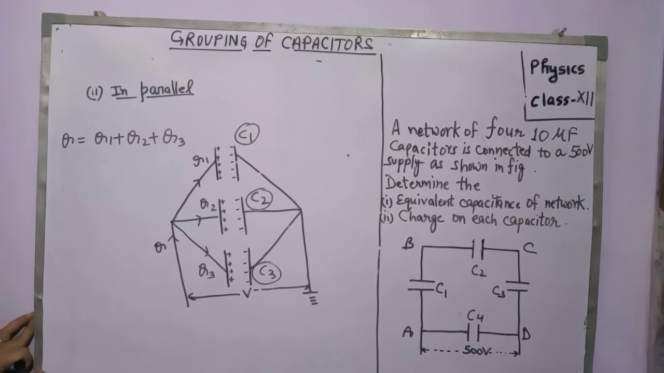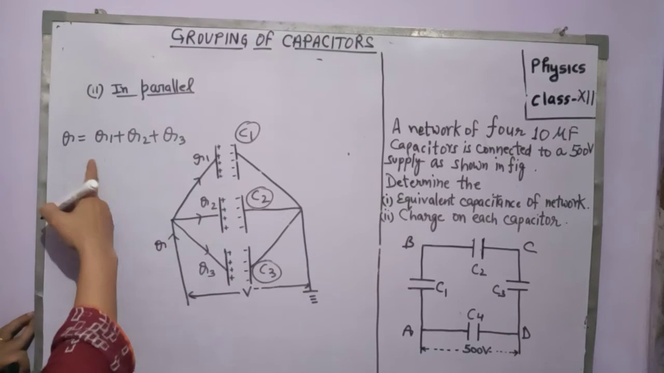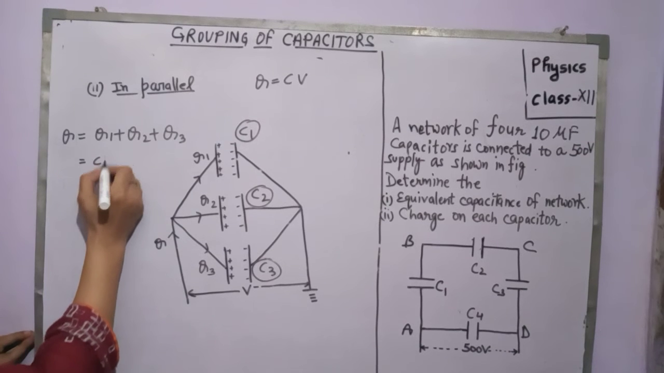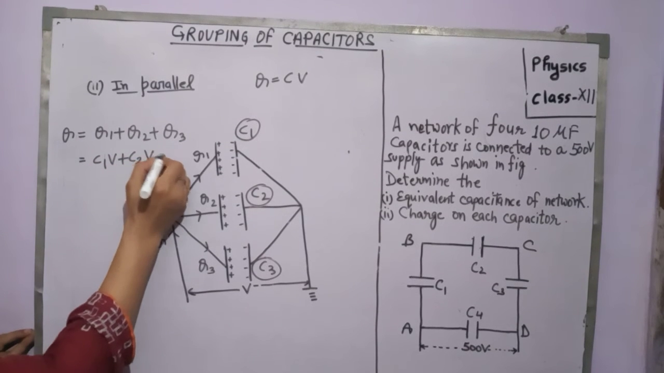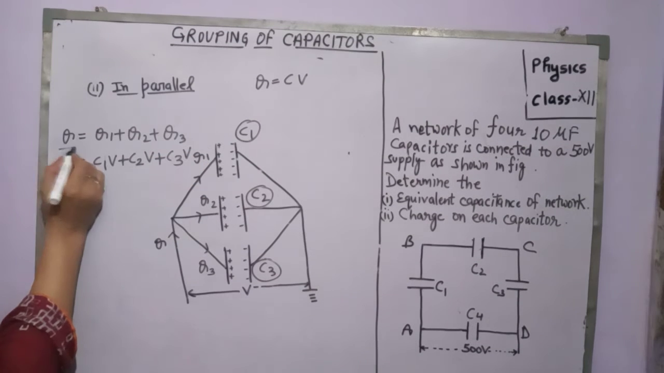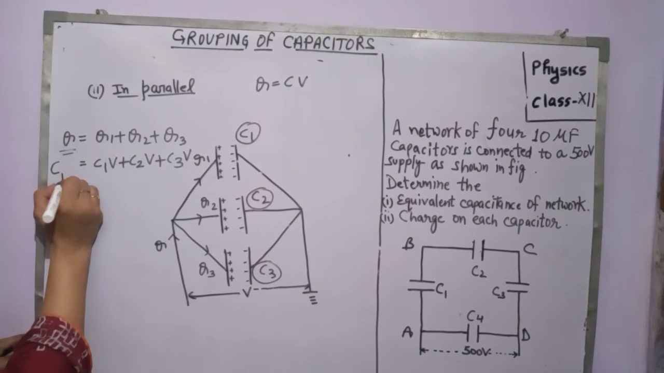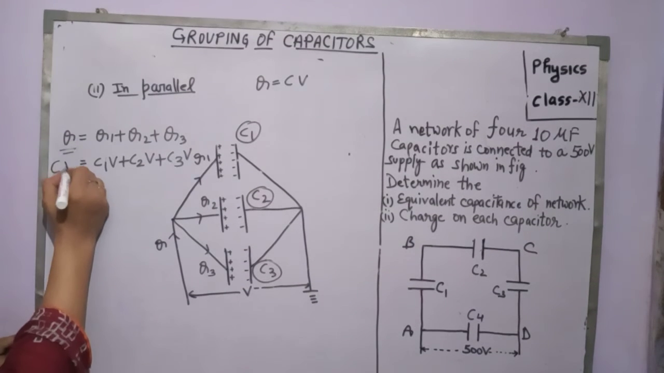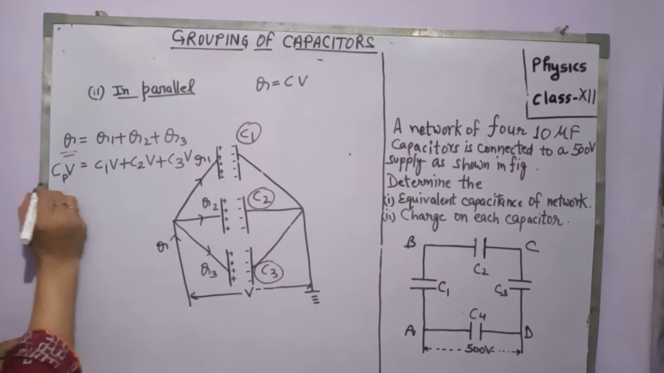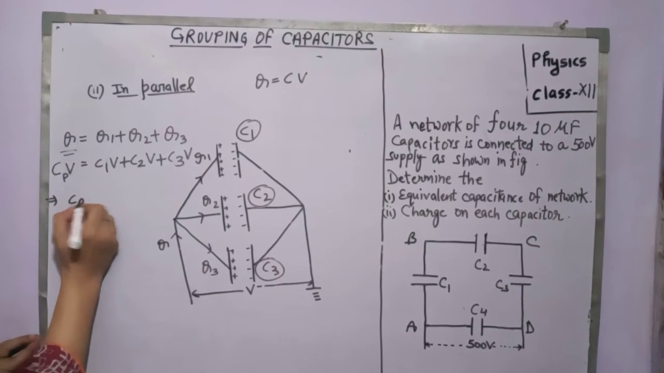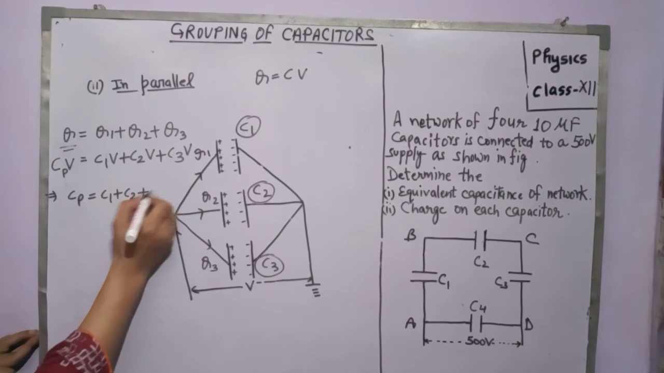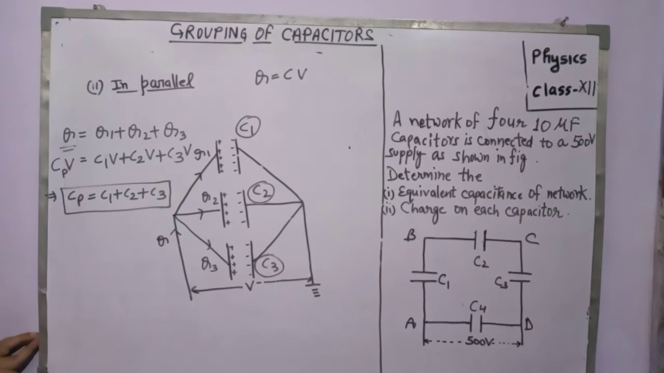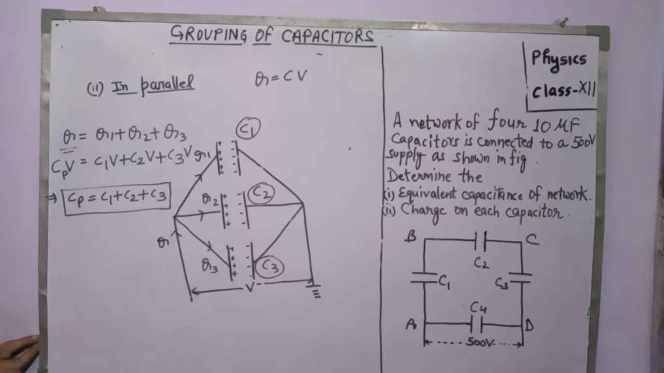Now Q can be written in terms of the potential difference and the capacitance. You know Q is equal to C into V. You can write here C1V plus C2V plus C3V. And for Q, you can write here Cp, meaning equivalent capacitance in parallel combination, into V. V cancels out from both sides. We get here Cp is equal to C1 plus C2 plus C3. This is the formula when the capacitors are connected in parallel to each other.